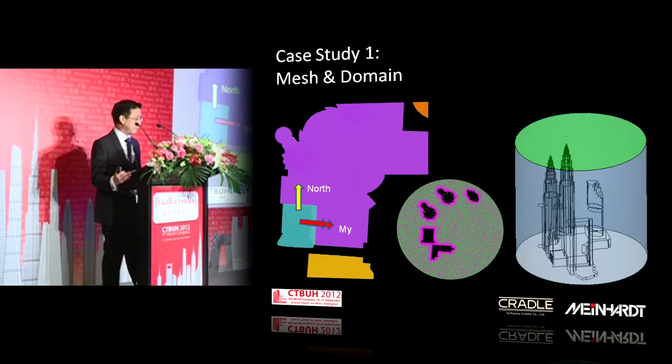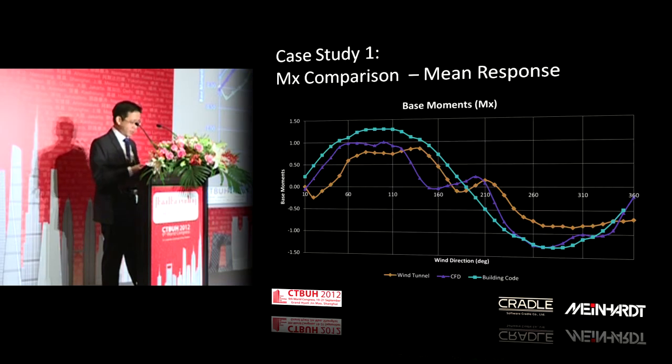The plan view of what the test was: in the upper left is the Patronus, and these are our reference axes. That's a close-up view of the mesh. They rotated around the global domain. So the first one is the MX load. We see 3 lines on the screen. The wind tunnel is the orange line. The CFD prediction is the purple, and then the base building code is the cyan, I guess.